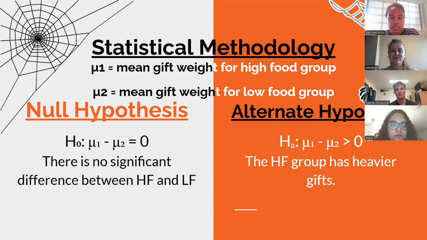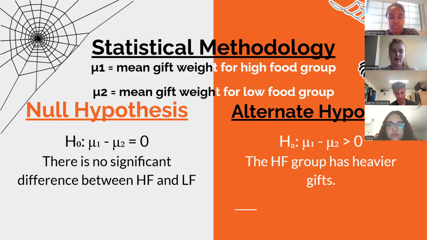So for statistical methodology, we used population means. So mu1 is the mean gift weight for the high food group, and mu2 is the mean gift weight for the low food group. And we just did it in alphabetical order because that's how SAS also does it.